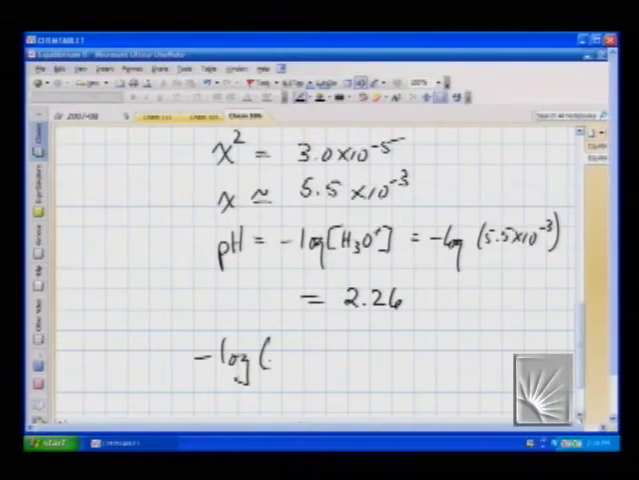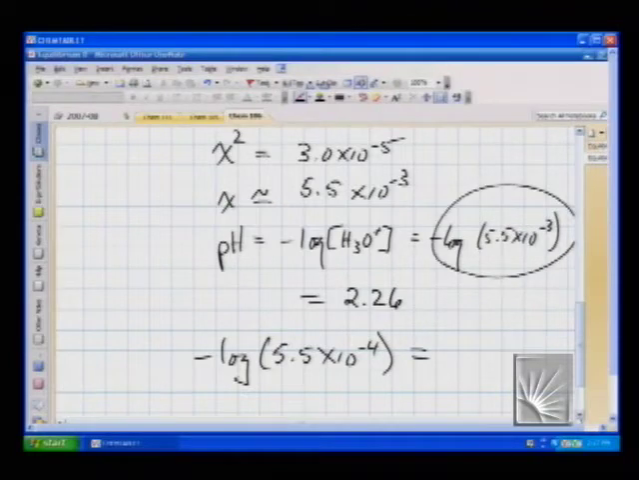Without a calculator, what's the negative log of 5.5 times 10 to the minus 4? Somebody said it. Jessica said it. Anybody else know it? You don't need a calculator to do this. The answer is staring you in the face. Not 2.26, because 2.26 is the negative log of 5.5 times 10 to the minus 3. So the negative log of 5.5 times 10 to the minus 4 is 3.26.